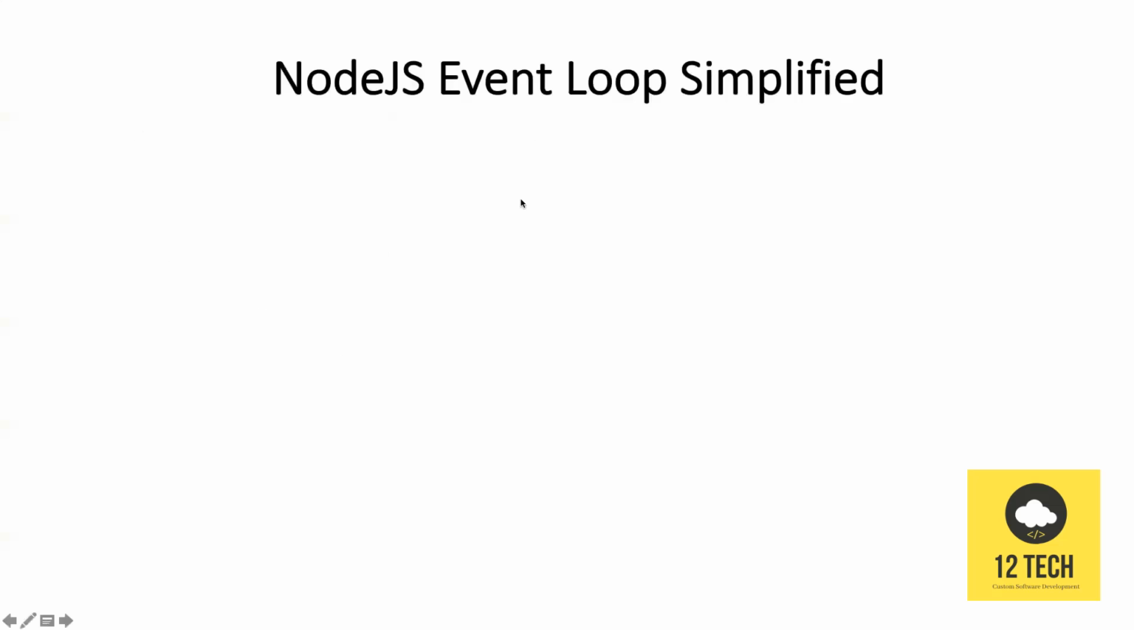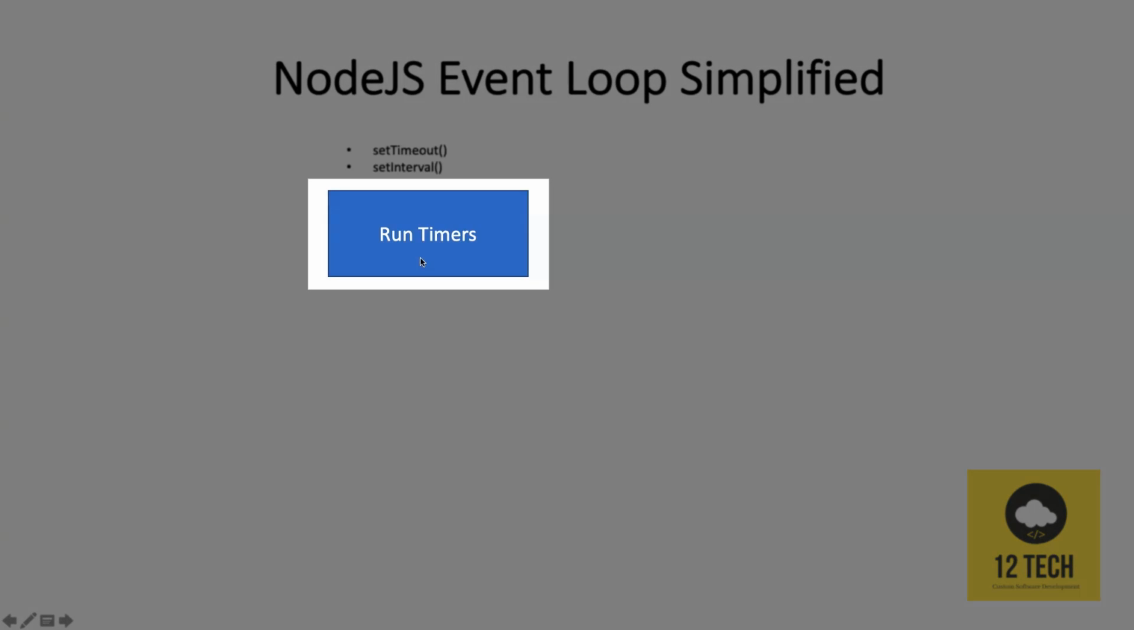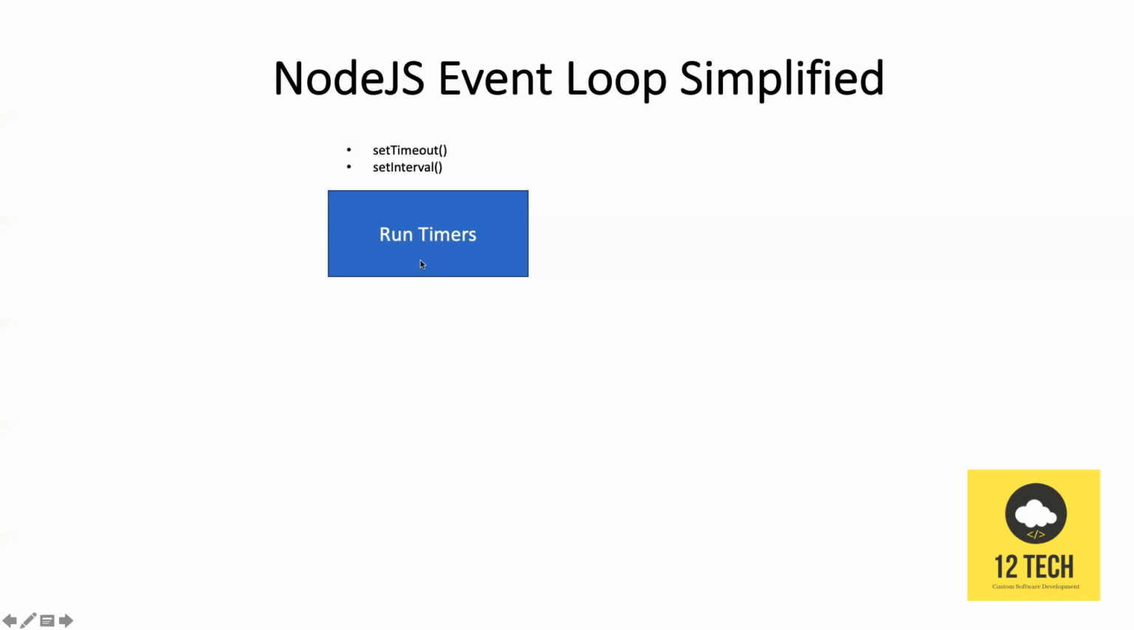So the simplified view of Node's event loop is as follows: when the loop executes, the first step is to run the timers. Now, these are the timers that we set using setTimeout and setInterval calls. After that, there's some stuff that happens which I have eliminated in this view.